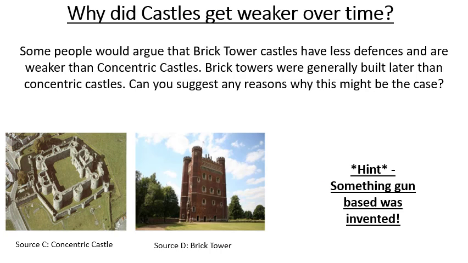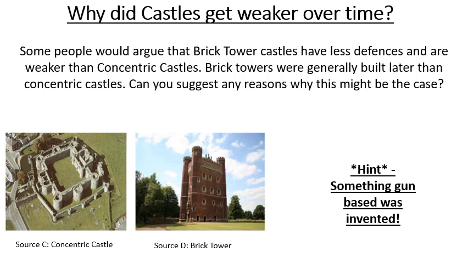So some people would say that brick tower castles have less defences, okay, because they haven't got that outer wall. They haven't got those turrets, which made it quite difficult to knock down a castle, to attack a turret was quite tricky. So some people say they have less defences and that they're actually weaker than concentric castles. But actually, we would have thought that castles got stronger over time, but that's not necessarily the case.